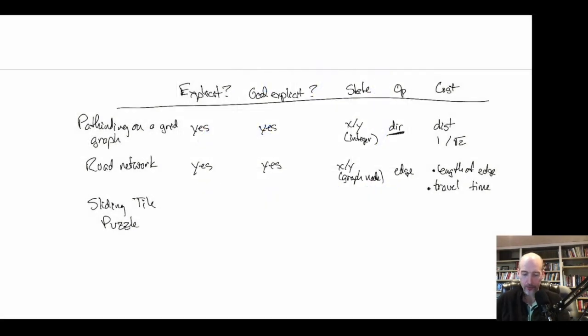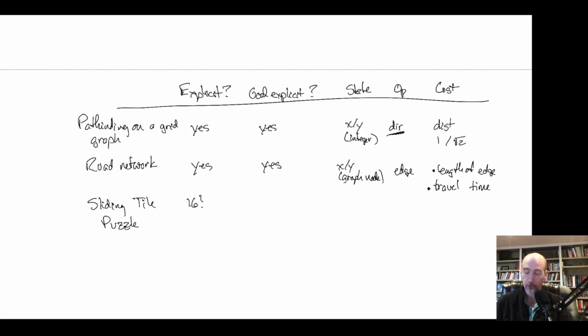So for the sliding tile puzzle, is the state space going to be explicit? We potentially could, for something like the 4x4 puzzle, do it explicitly. The number of states is going to be, in this case, there are 16 tiles.